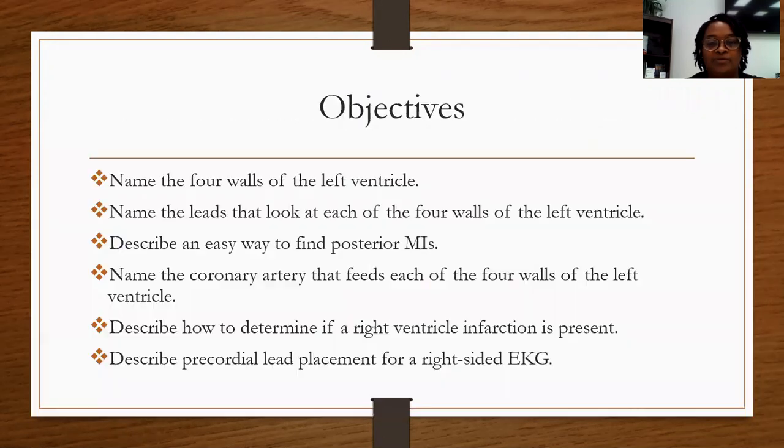All right, we ready? So the objectives we're gonna cover for this lecture will be to name the four walls of the left ventricle. We're gonna name the leads that look at each of the four walls of the left ventricle. Describe an easy way to find the posterior MI. Name the coronary artery that feeds each of the four walls of the left ventricle. Describe how to determine if a right ventricular infarction is present. And describe the precordial lead placement for a right-sided EKG.